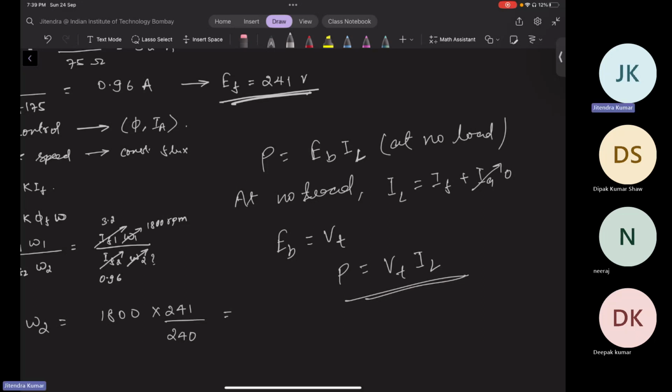But your IL is drastically low. The terminal voltage multiplied by the no load current provides that. And the no load current is IA0 plus IF.